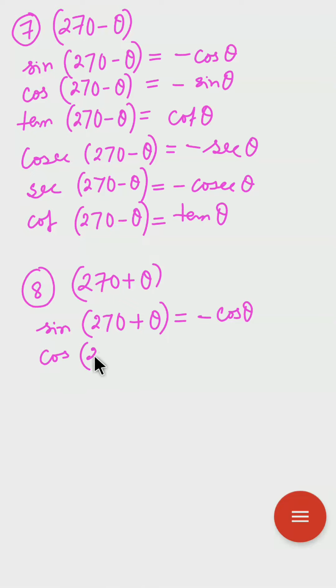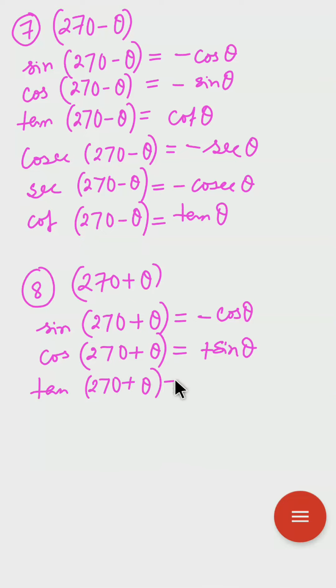Similarly, cos of 270 plus theta is equal to, angle is in the fourth quadrant. Cos in the fourth quadrant is positive, so here it is plus sign. This is an odd multiple of 90, so cos will become sine. Similarly, we can find out tan of 270 plus theta, which will come as minus cot theta.